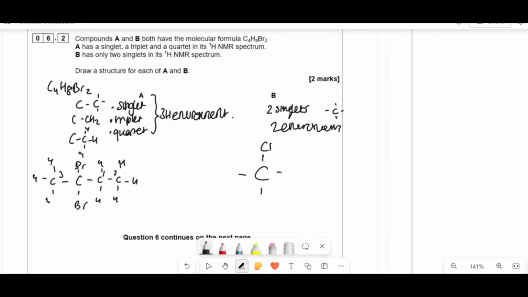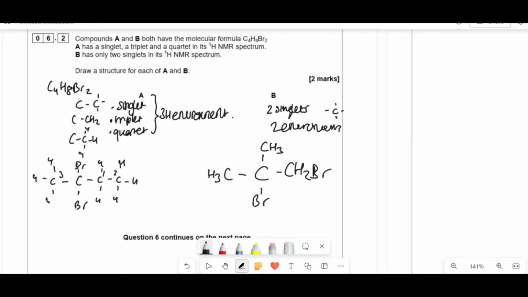What I might try and do is I'll do CH3 here, CH3 here. Those are identical. I'm left with a Br. And what else am I left with? 1, 2, 3, 4. So I'm going to have a CH2 left and a Br. If I do that, that's one environment. That's another environment. That's the same as that one. 2 singlets, 2 environments, done.